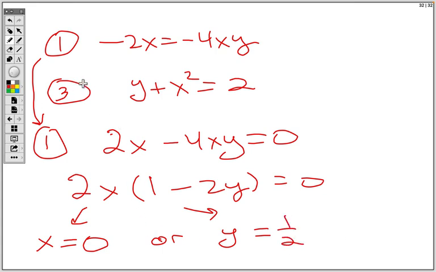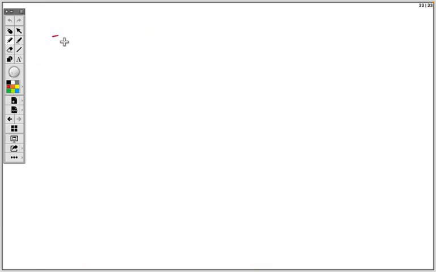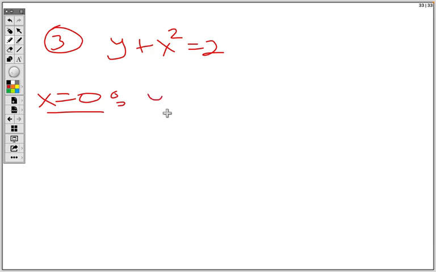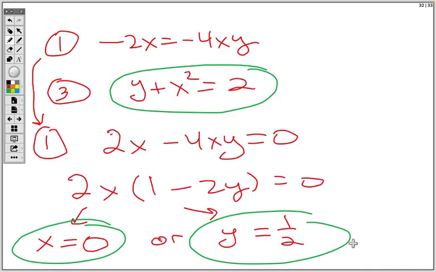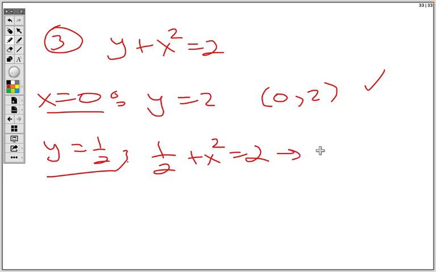So now I can substitute these back into equation 3. So equation 3 was y plus x squared is 2. So looking at x equals 0, I'd get y equals 2. So that's one critical point. When I plug in y equals a half, I get 1/2 plus x squared is 2. So x squared would be 3/2.